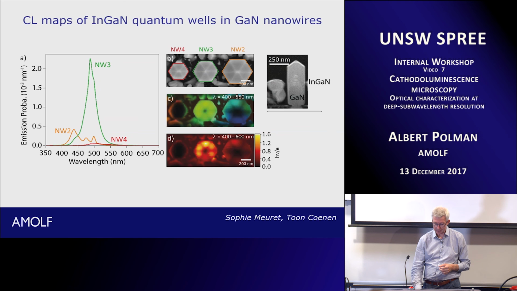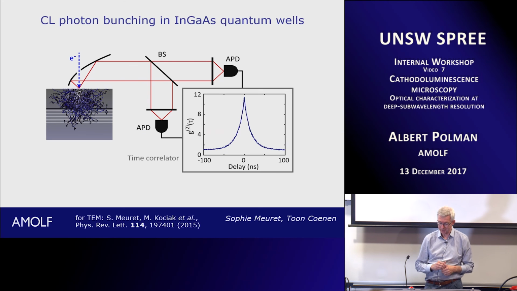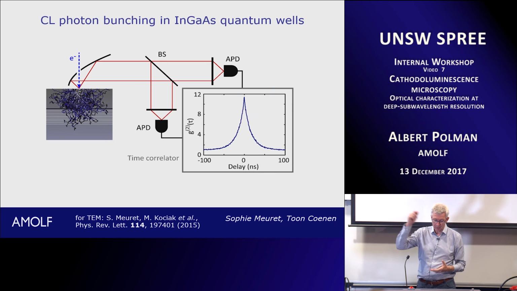And then as a last thing, really for the specialists who are interested in this, is photon bunching. So if you take a quantum well and you irradiate it with electrons, then many photons come out.